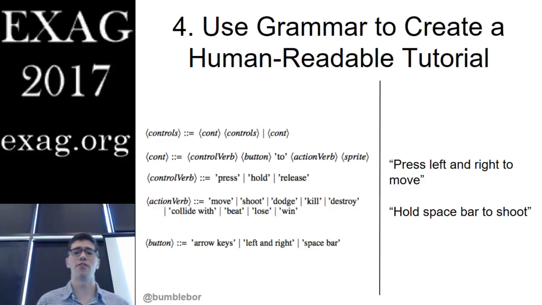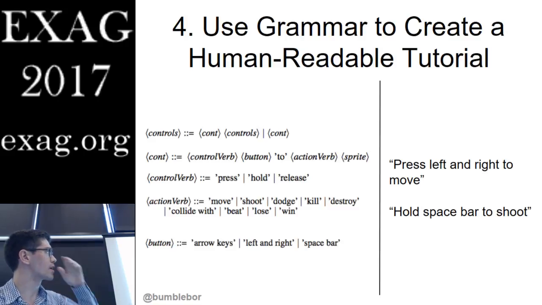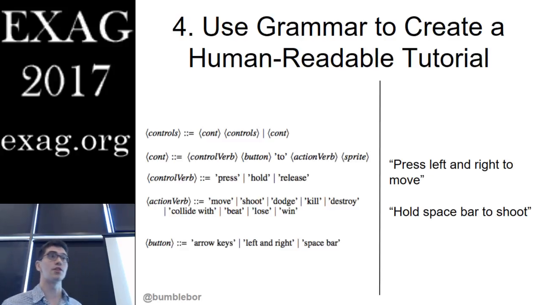And then the fourth and final thing that we need to do is use these chains to create a human-readable tutorial. So this is a quick example of really simple grammar. This is definitely not all-inclusive for everything that you need inside of it. But in this simple situation, we can describe the controls of Space Invaders. So we can say, press left and right to move. Or we can say, hold the space bar to shoot.